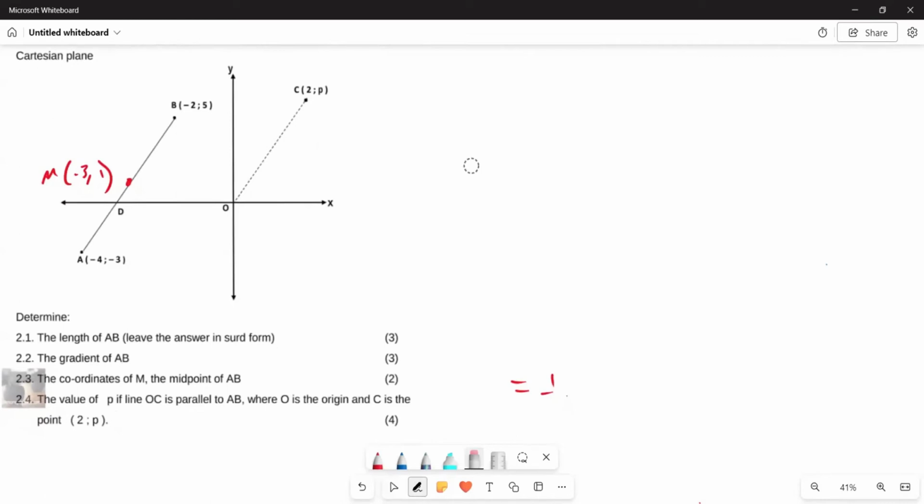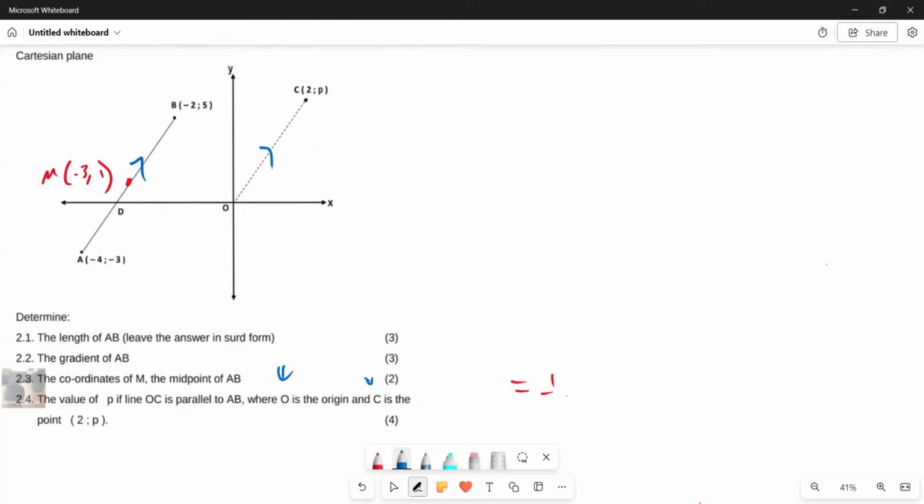Now, the last question is, they want us to find out the value of P if line OC is parallel. So they are telling us that this line here is parallel to this particular line, right? Where O is the origin, and C is the point 2, 0, right? So now basically they want us to find out the coordinates of your P.